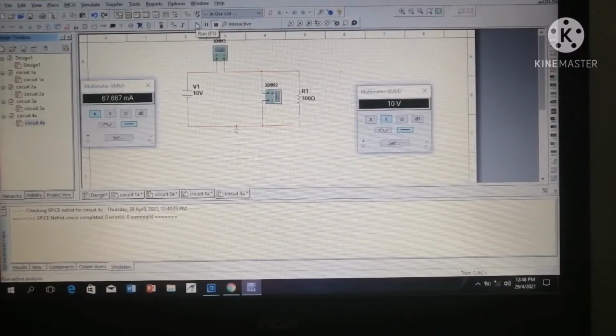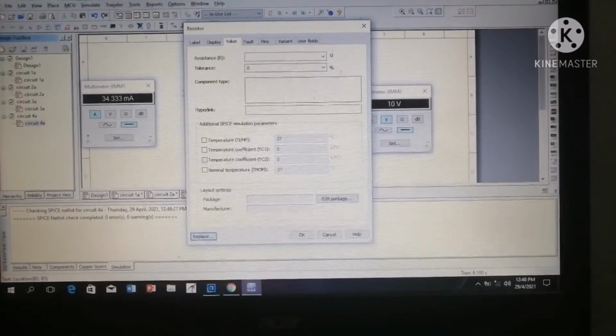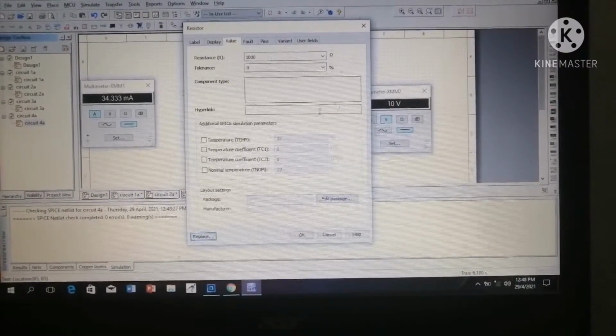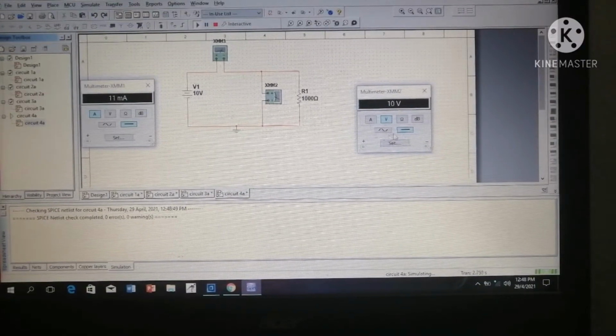Then start the simulation back, and we get 34.333 milliampere for the current and 10 volt for the voltage here. Alright, stop the simulation and change the resistor value to 1000 ohms. Run the simulation, and you will get 11 milliampere for the current and 10 volt for the voltage. So that's all for activity 4.